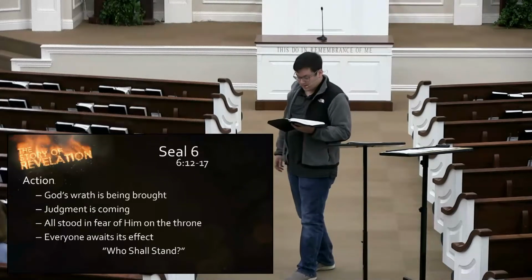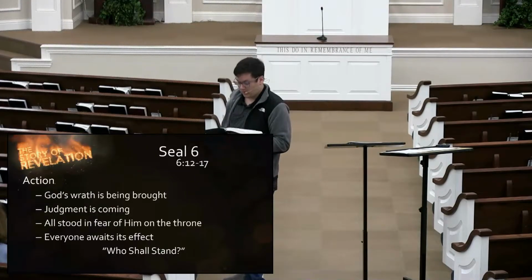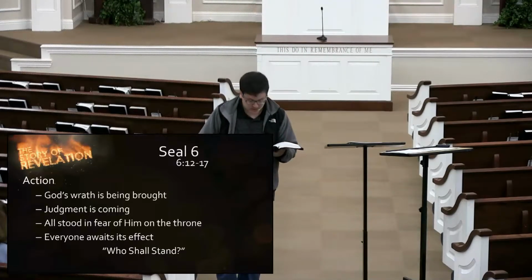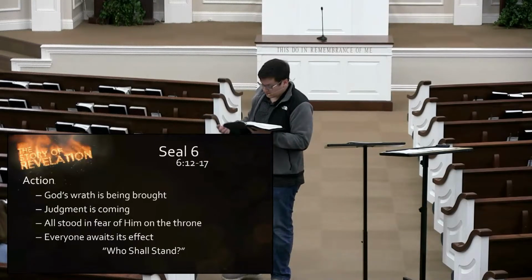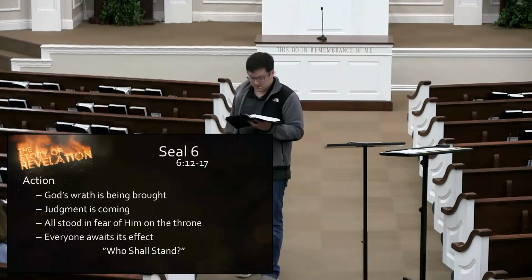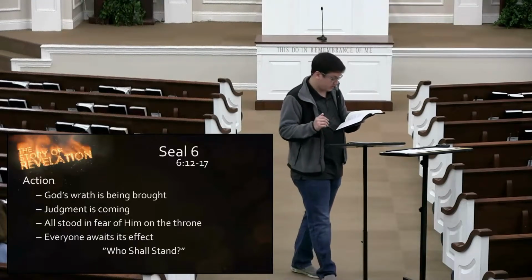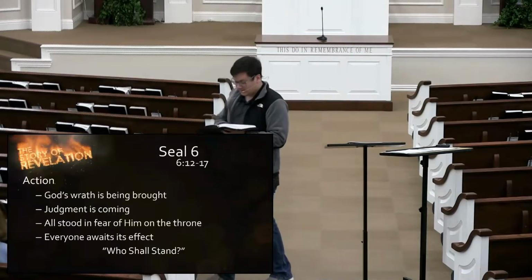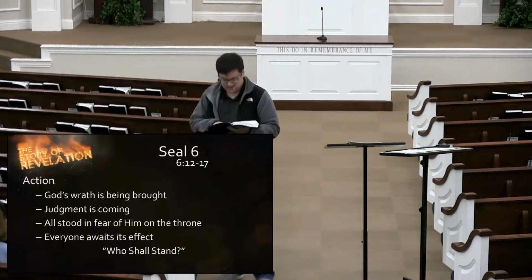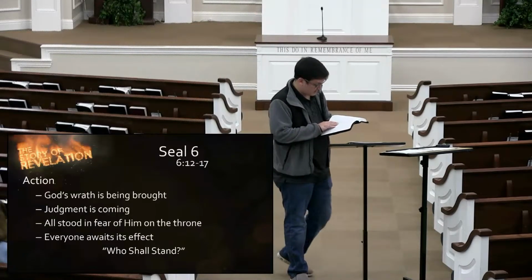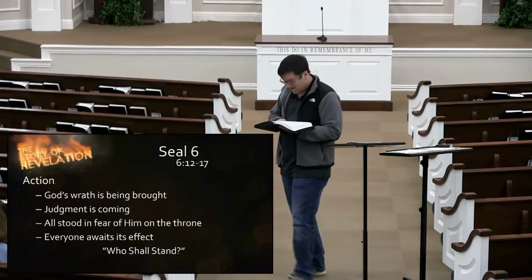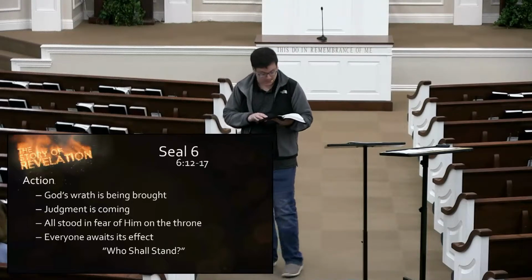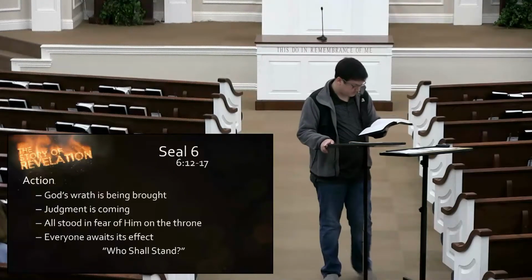And I heard the number of those who were sealed, 144,000, sealed from every tribe of the sons of Israel. From the tribe of Judah, 12,000 were sealed. From the tribe of Reuben, 12,000 were sealed. From the tribe of Gad, 12,000. From the tribe of Asher, 12,000. From the tribe of Naphtali, 12,000. From the tribe of Manasseh, 12,000. From the tribe of Simeon, 12,000. From the tribe of Levi, 12,000. From the tribe of Issachar, 12,000. From the tribe of Zebulun, 12,000. From the tribe of Joseph, 12,000. And from the tribe of Benjamin, 12,000 were sealed.